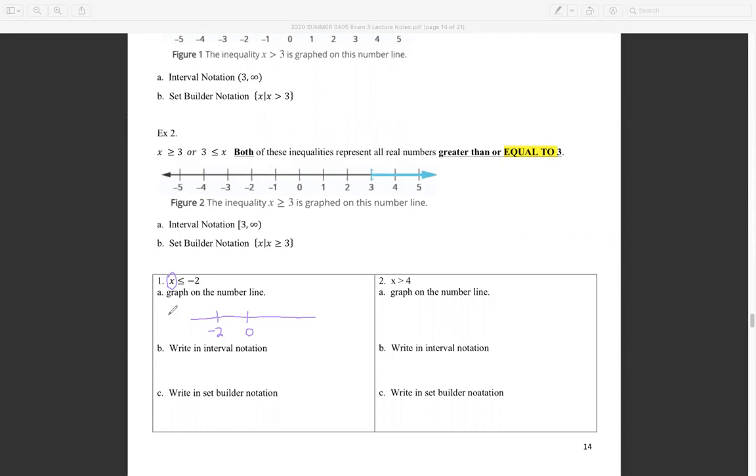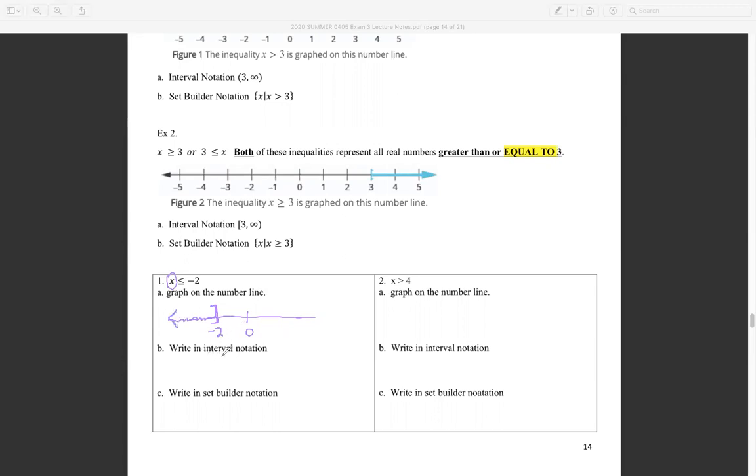Less than means to the left. All your numbers to the left will be smaller than the numbers to the right. So it's equal to, so we're going to use a bracket. That means we're allowed to use the -2. And then it goes forever to -infinity.